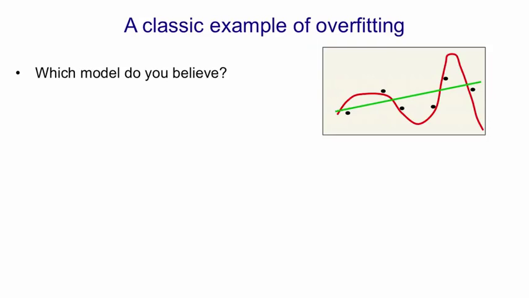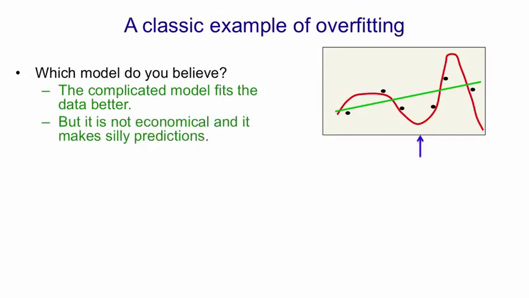We also fitted a straight line, which only has 2 degrees of freedom. And so which model do you believe? The model that has 6 coefficients and fits the data almost perfectly, or the model that only has 2 coefficients and doesn't fit the data all that well? It's obvious that the complicated model fits better, but you don't believe it. It's not economical, and it also makes silly predictions. So if you look at the blue arrow, if that's the input value and you're trying to predict the output value, the red curve will predict a value that's lower than any of the observed data points, which seems crazy, whereas the green line will predict a sensible value.